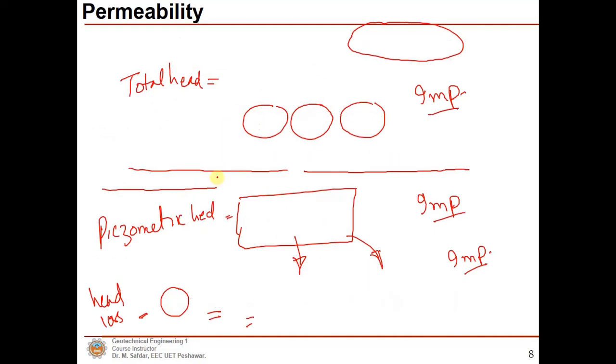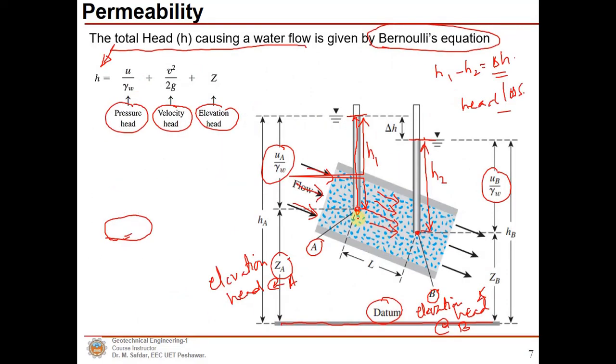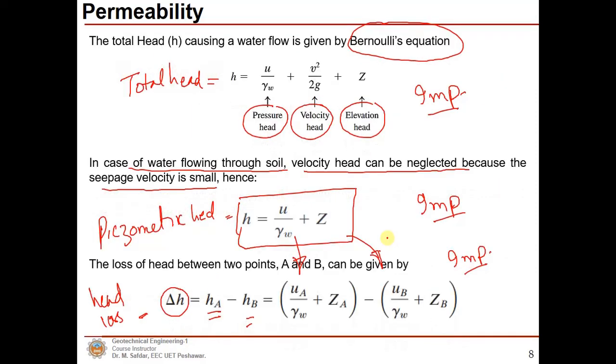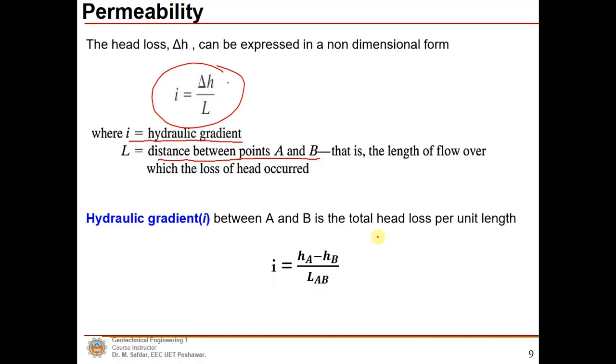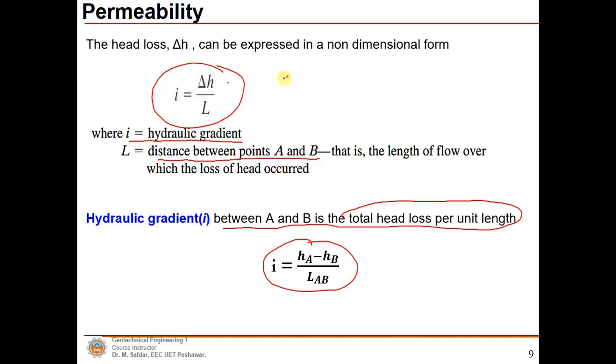In this case, L is from this point till this point, point A and point B. Or we can also define the hydraulic gradient between A and B as the total head loss per unit length. We can represent that using this equation.